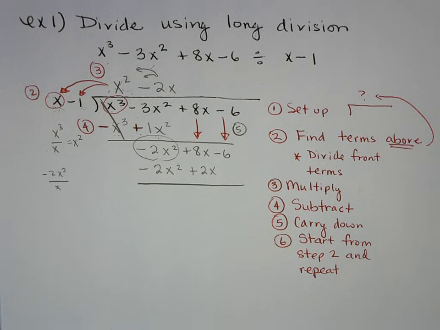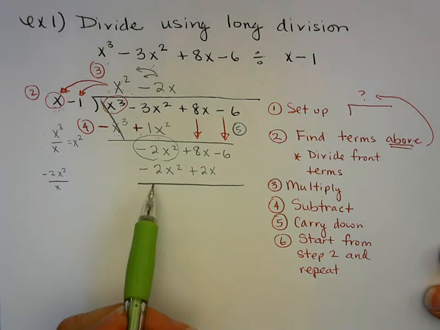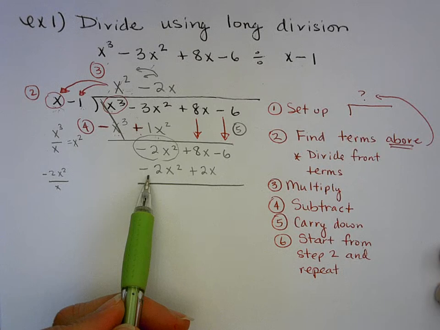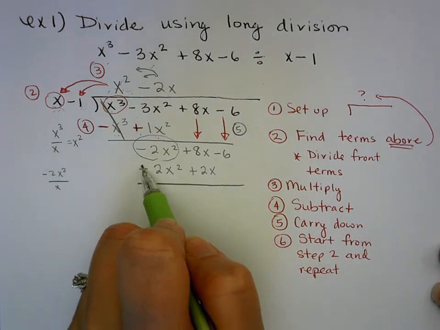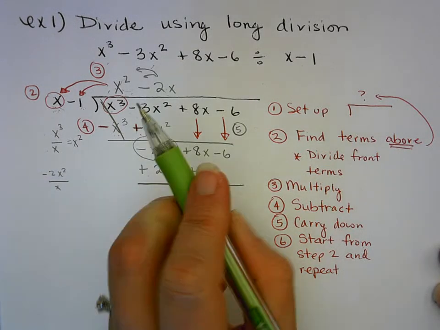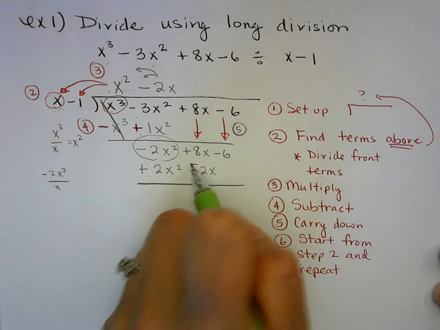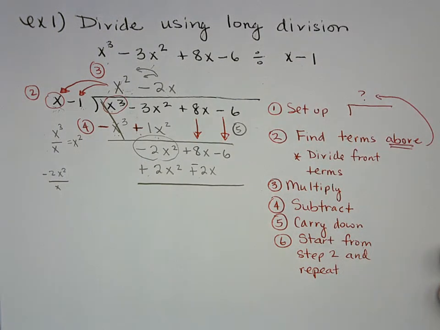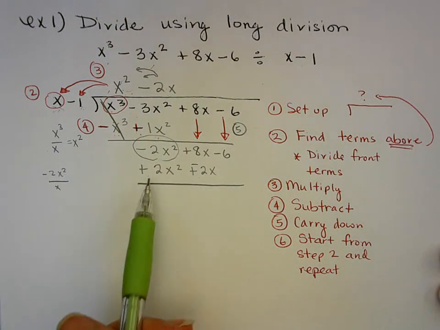And then Hayden, what does step 4 tell us to do? Subtract. And what's going to happen when I subtract this negative? I'm going to actually add it. And when I subtract this positive, I'll just throw a little minus in there. Okay, just to remind us. So all I'm doing is distributing that subtracting.